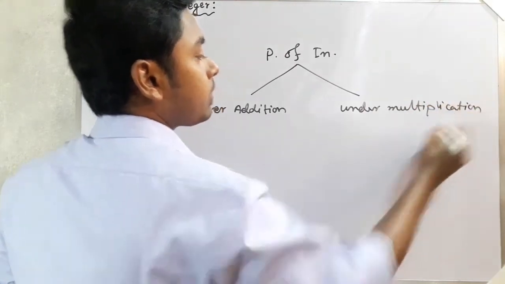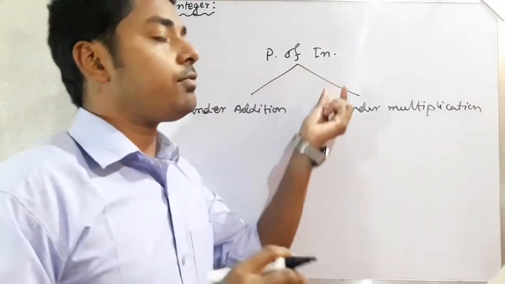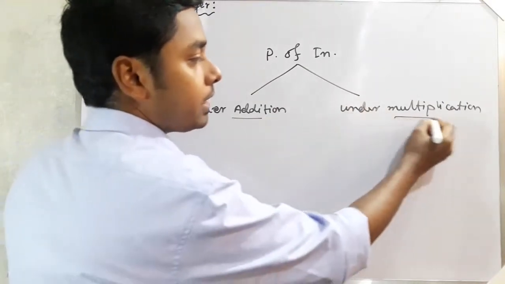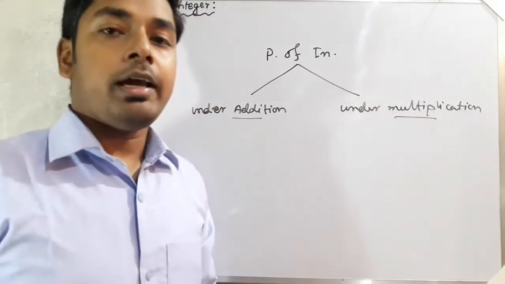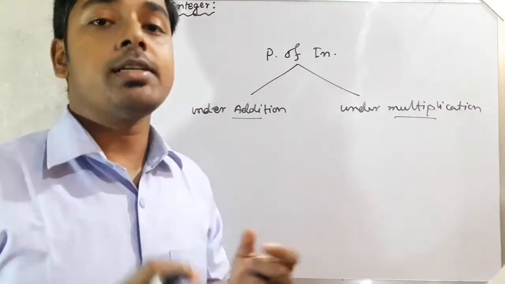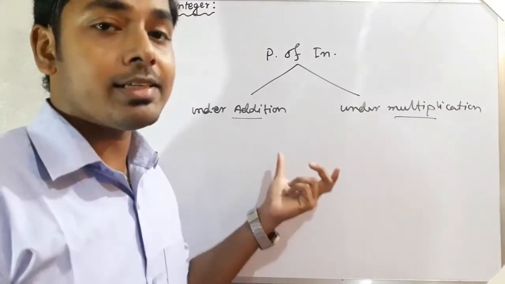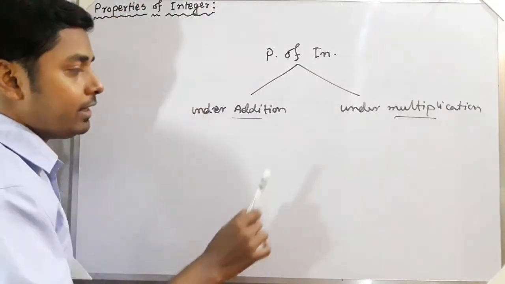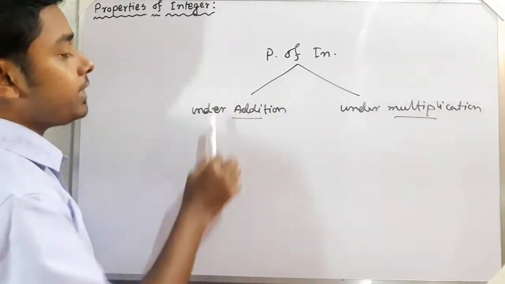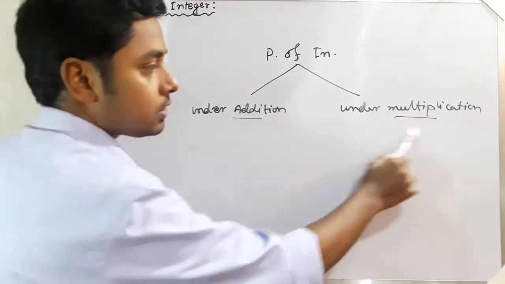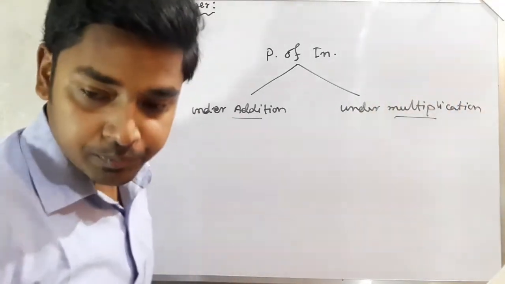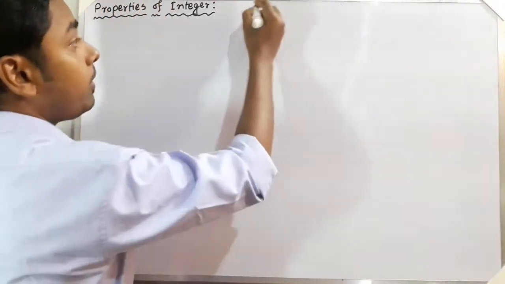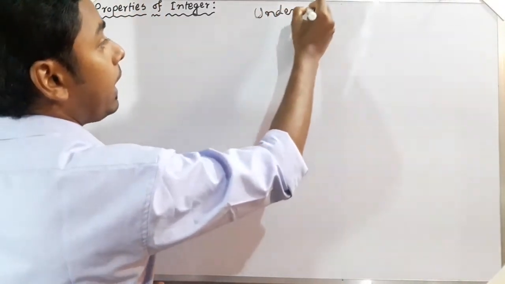All the properties of integers are applicable only for addition and multiplication, and for subtraction and division these properties are not applicable. What are these properties? We are going to talk about them. First we will discuss the properties of integers under addition, then under multiplication.